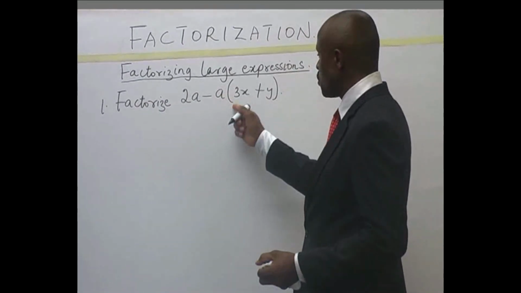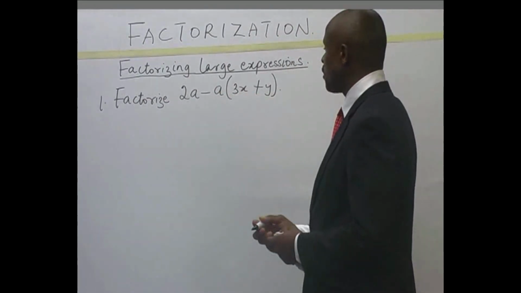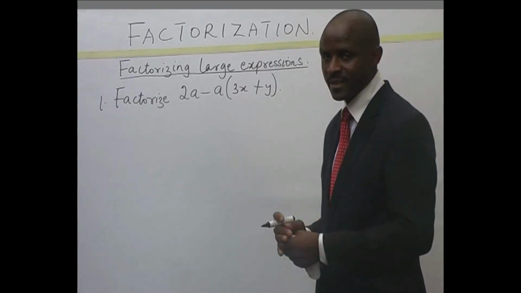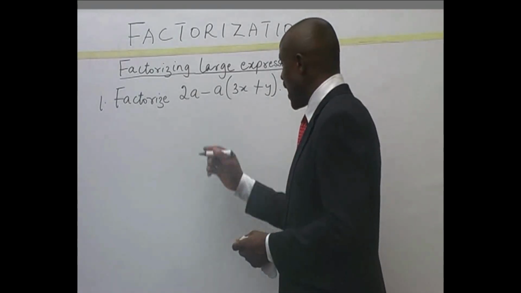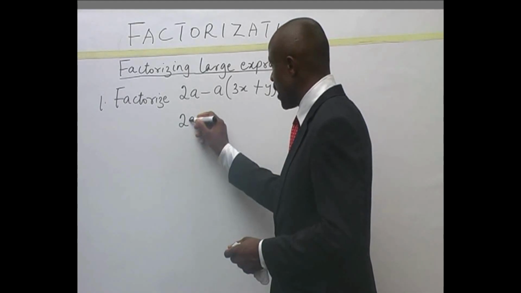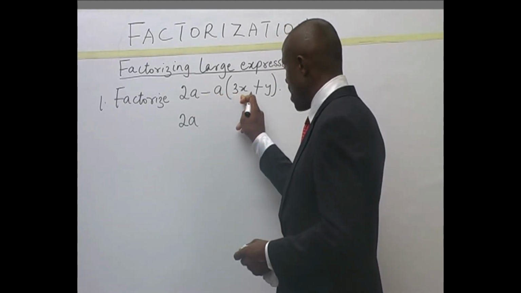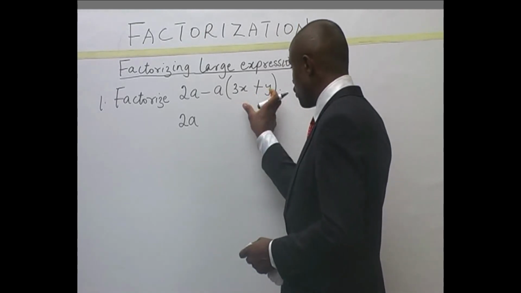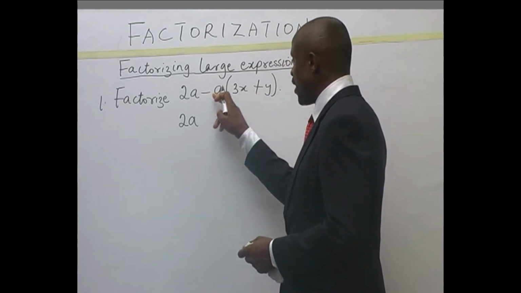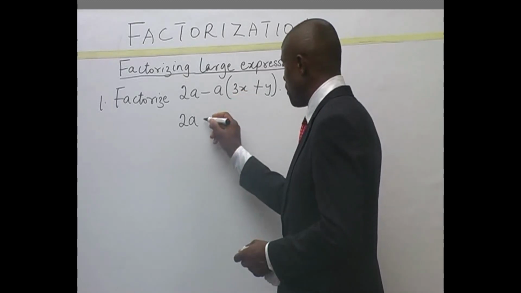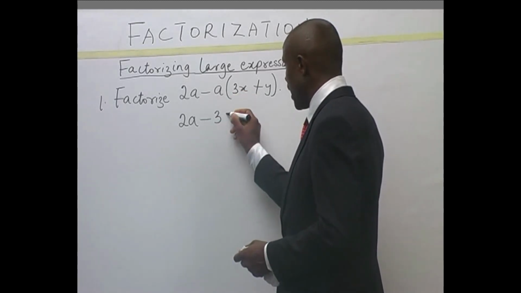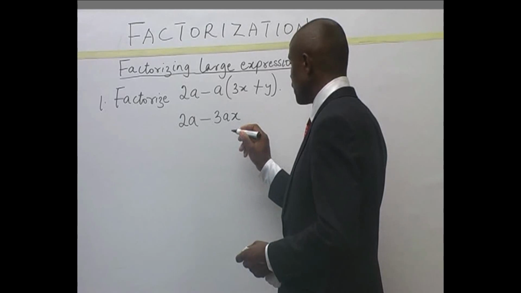If you have factorized 2a minus a into 3x plus y, first of all, remove the bracket. If you're removing the brackets, you'll be left with 2a, this 2a. Minus a will be multiplying everything inside the bracket if you must remove the bracket. Minus a times 3x will give you minus 3ax.